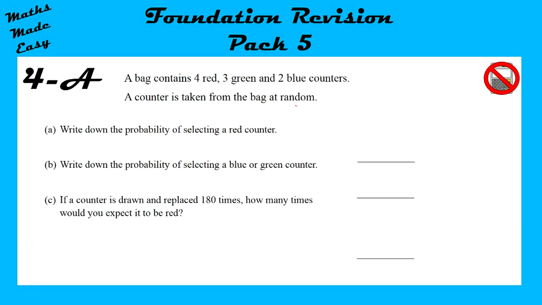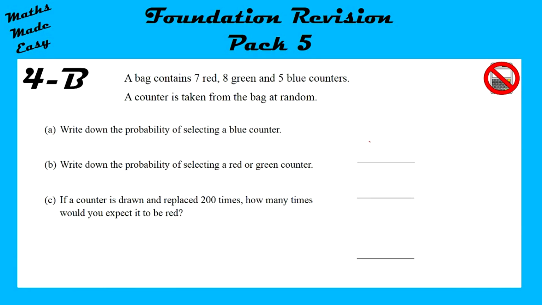4a. So the probability of taking a red counter, well, there are 4 red counters I can see from the question, and in total there are 9, so it's 4 out of 9. Probability of taking a blue or a green is 5 out of 9, and if a counter is drawn and replaced 180 times, how many times would I expect it to be red? I'd just multiply the probability by the number of times I've done it, and I would expect it to be 80 times.